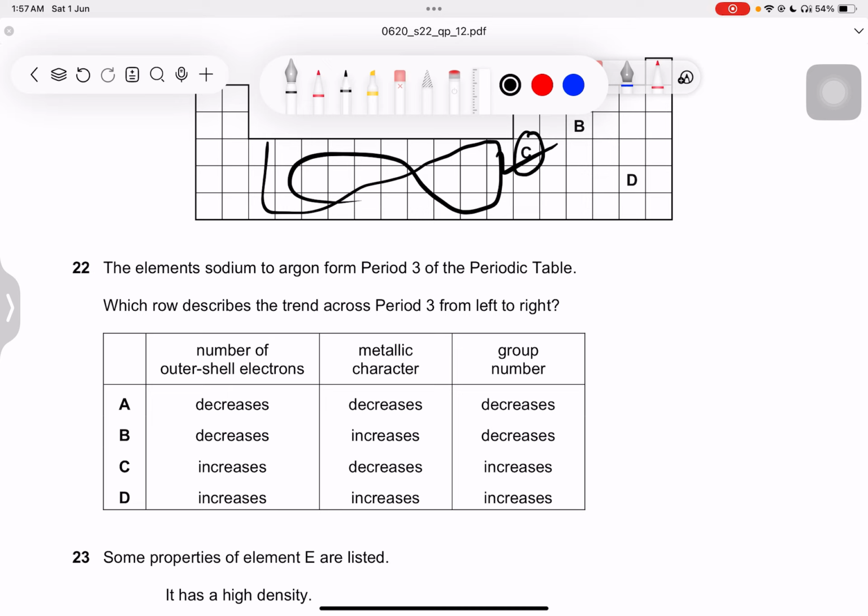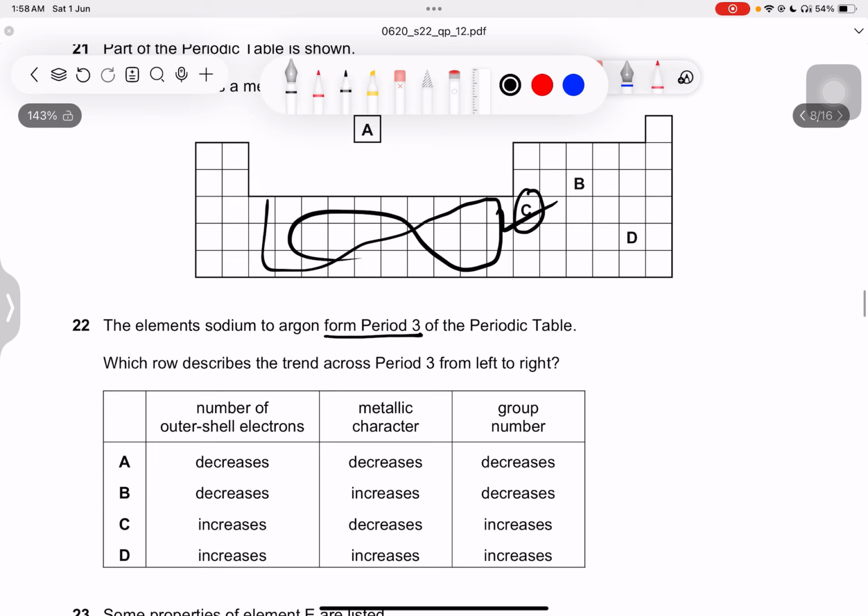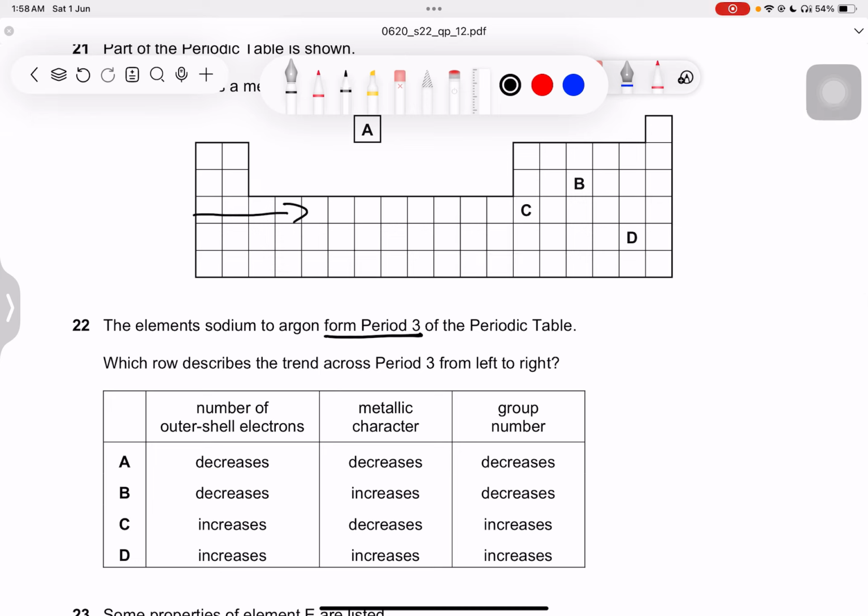The elements sodium to argon form period 3 of the periodic table. Which row describes the trend across period 3 from left to right? Okay, so we just have the skeleton of the periodic table. This is period 3 and this is sodium. This is period 3, 1, 2, 3. And this is argon over here. Which row describes the trend?